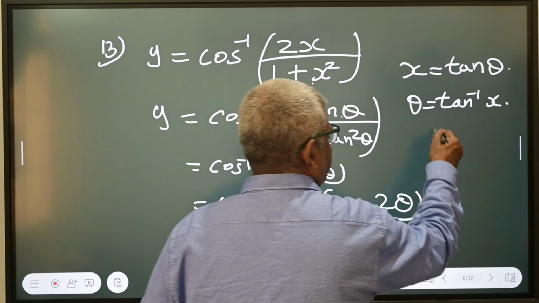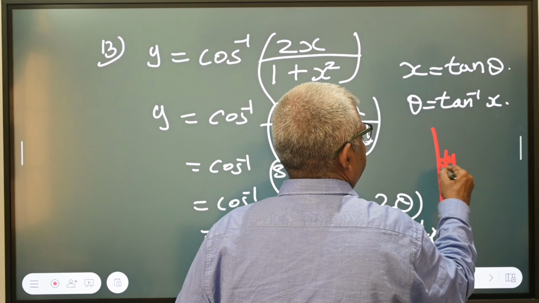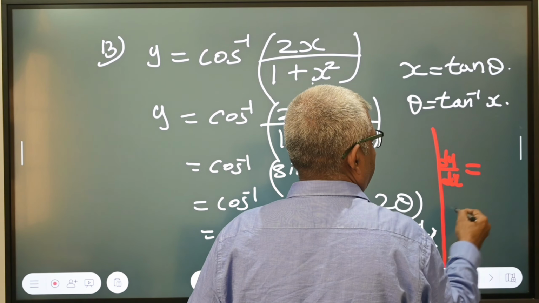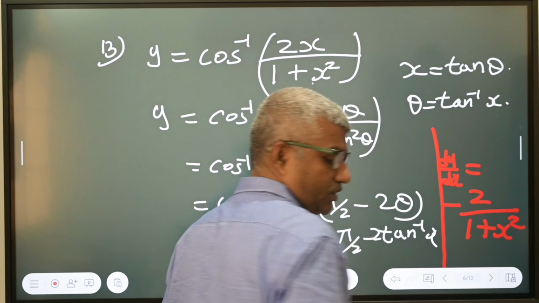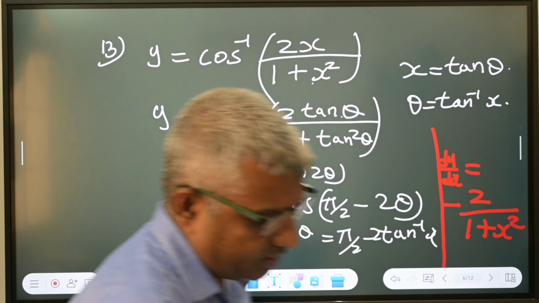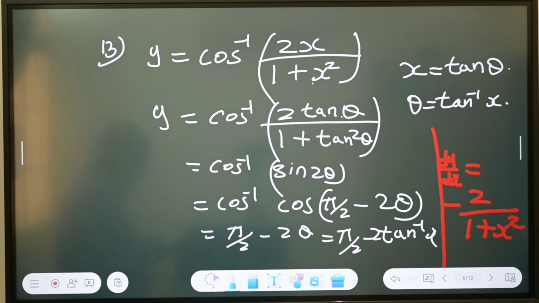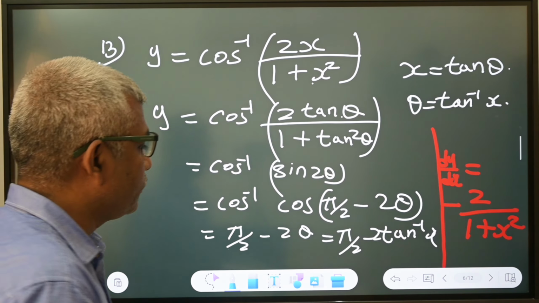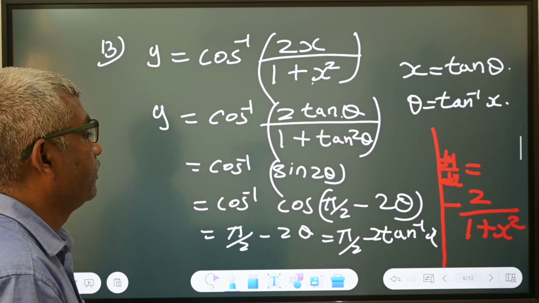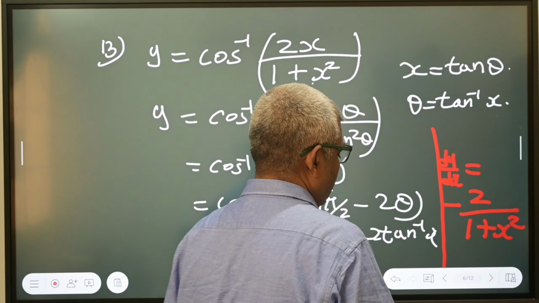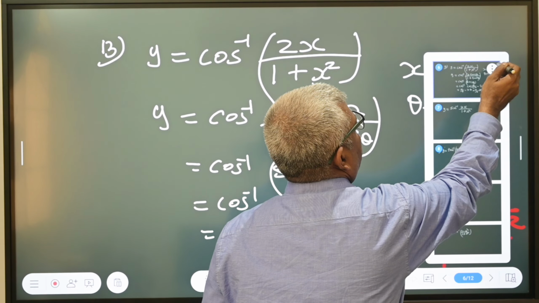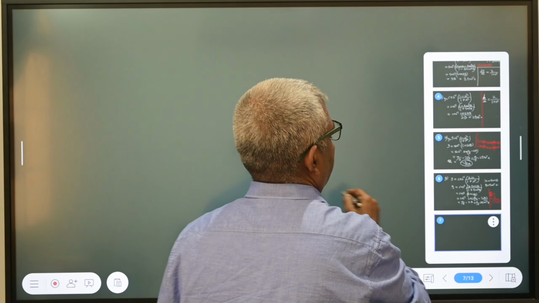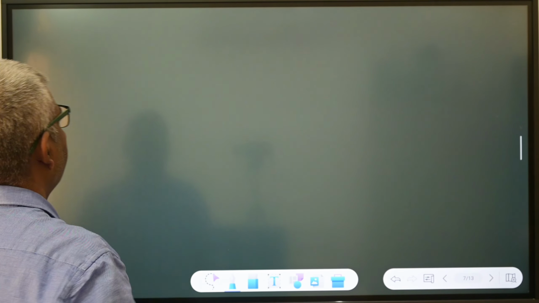So if you differentiate, dy by dx is equal to pi by 2, if you differentiate 0, minus 2 tan inverse x, if you differentiate, minus 2 by 1 plus x squared. Let us see the next question. Question 14 also we will do it now.